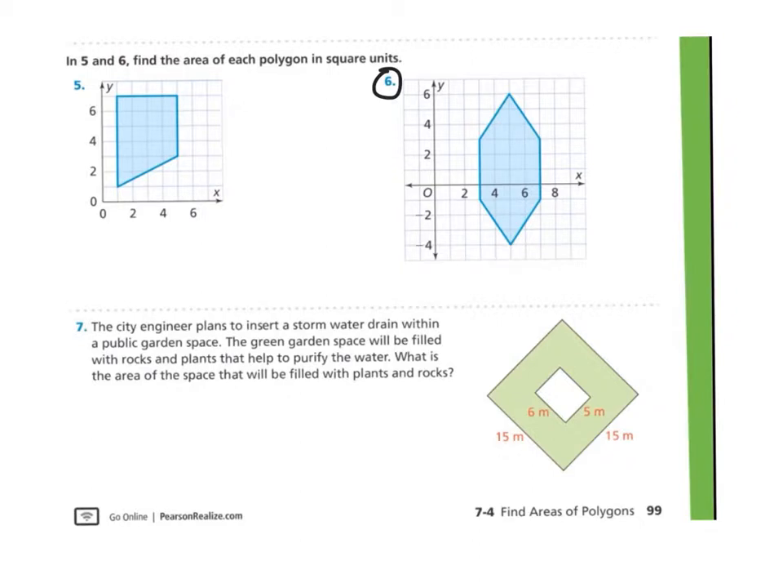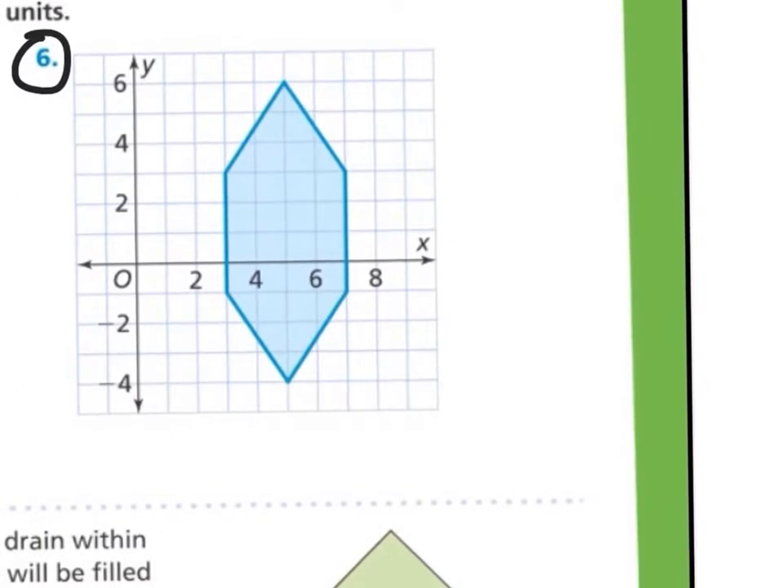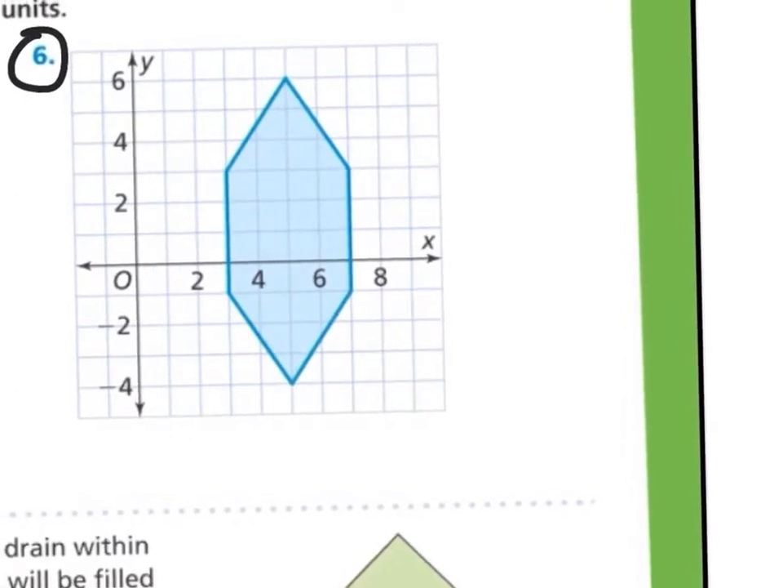So the next one, number 6, they want us to find the area of the polygon in square units. So we don't know. Usually a grid like this, these are square centimeters, but it just says square units, so we don't know for sure what the measurement of each of these squares is. So one option would be horizontally. We could split this up, and technically it would be 2 triangles and a square. If we're not sure, we could call it 2 triangles and a rectangle.